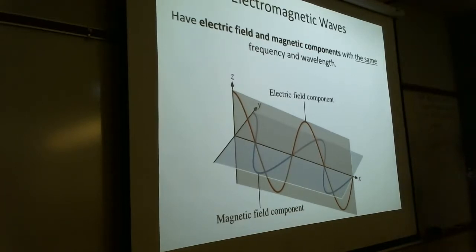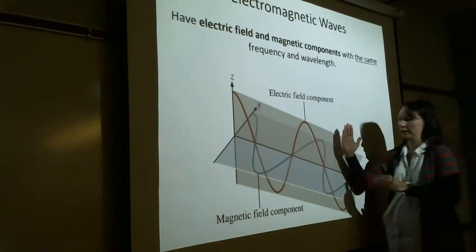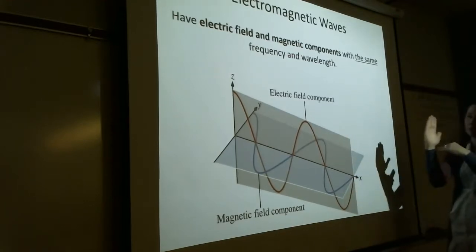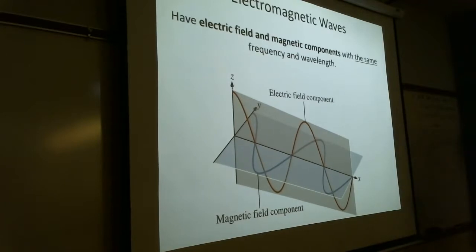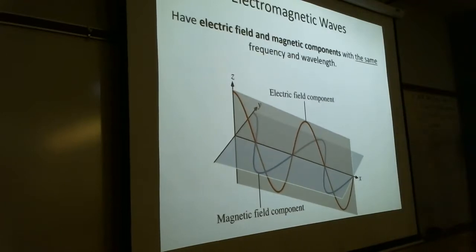So as the name implies, electromagnetic, right? It's got an electric field component and it's got a magnetic component. So if you could visualize one like this and one like this, kind of tilted on each other, they have the same frequency and then the same wavelength.